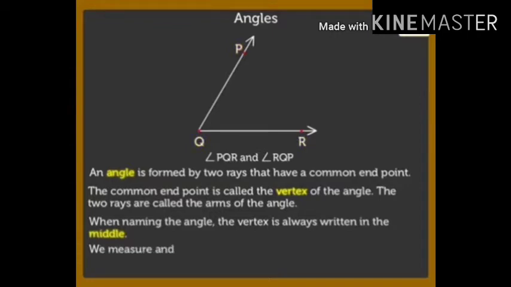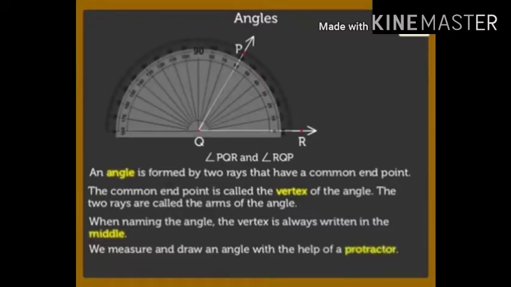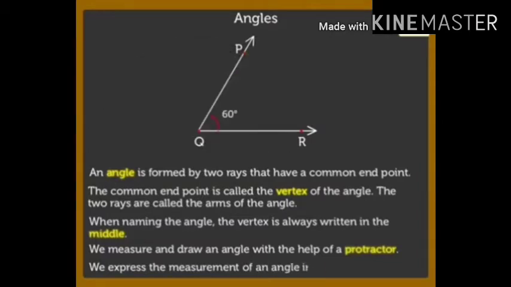Here Q is the vertex. We measure and draw an angle with the help of a protractor. We express the measurement of an angle in degrees.